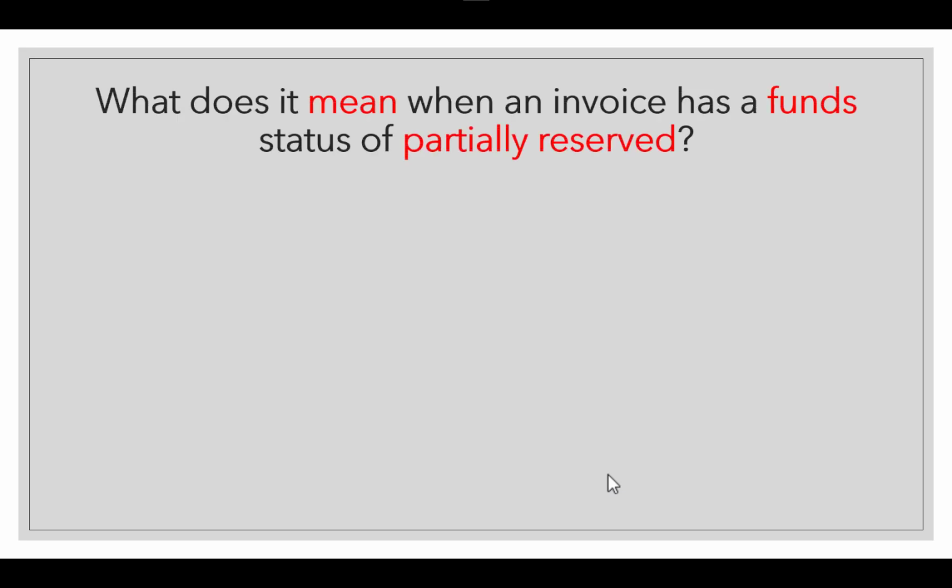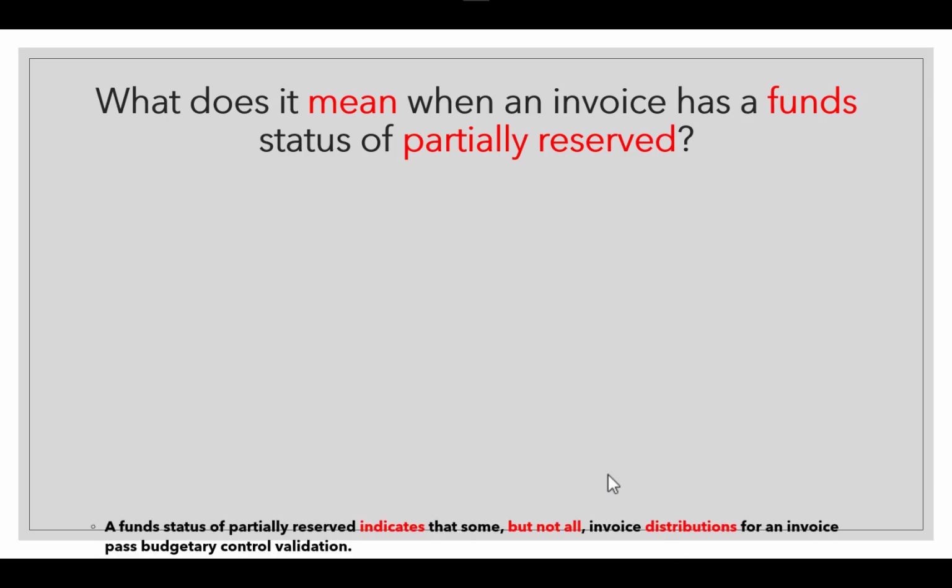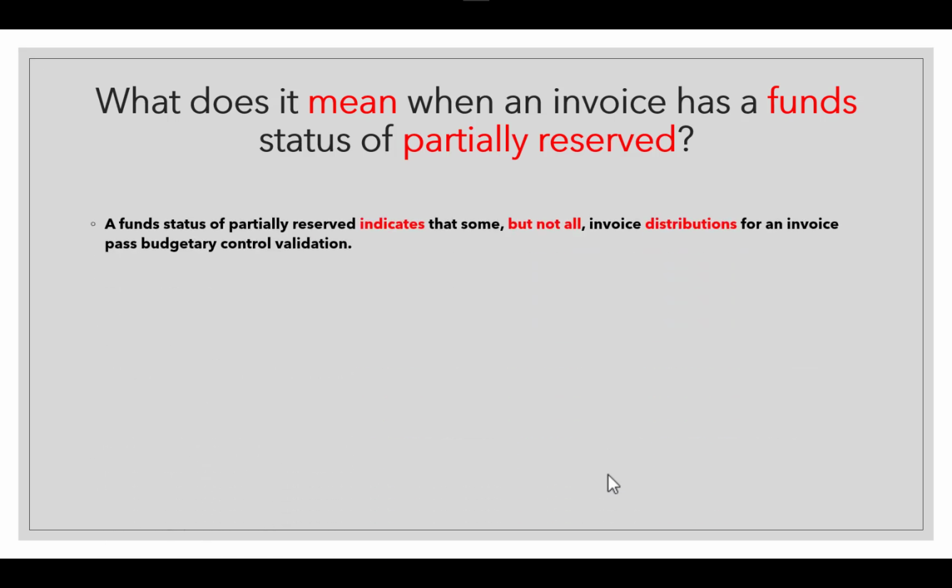What does it mean when an invoice has a fund status of partially reserved? In some cases, once you make a validation and you click on the status of the invoice, you will find the status of the invoice is partially reserved. What does it mean? A fund status of partially reserved indicates that some, but not all, invoice distributions for an invoice pass budgetary control validations.